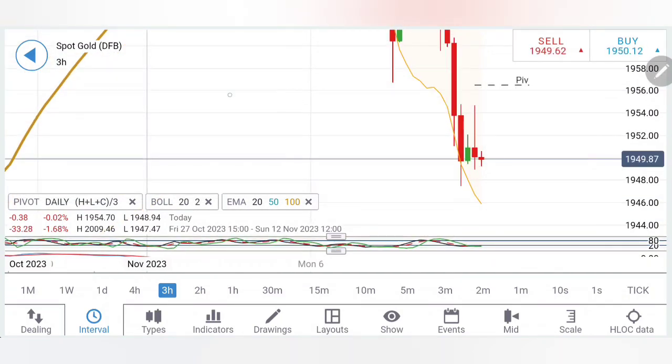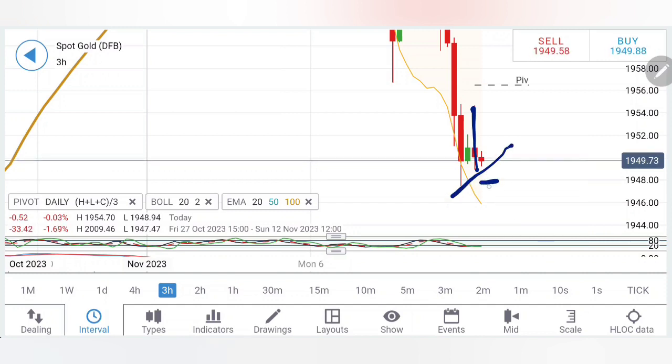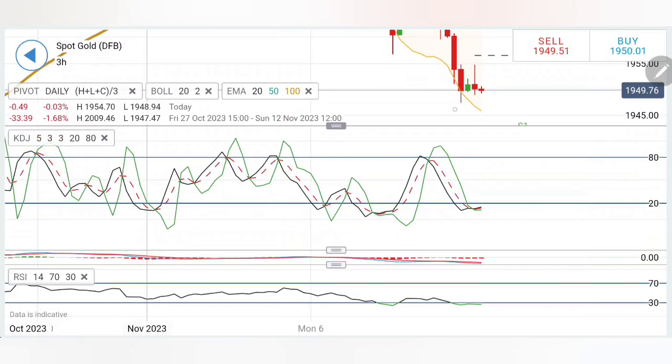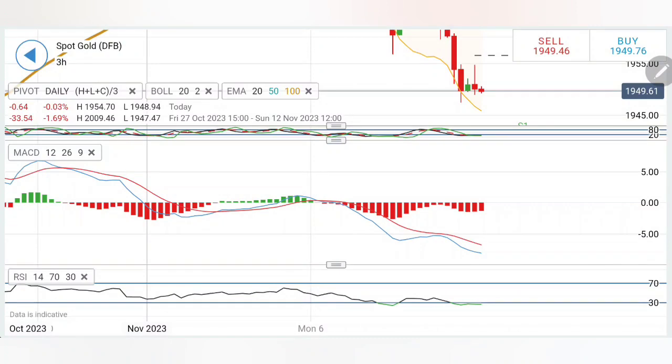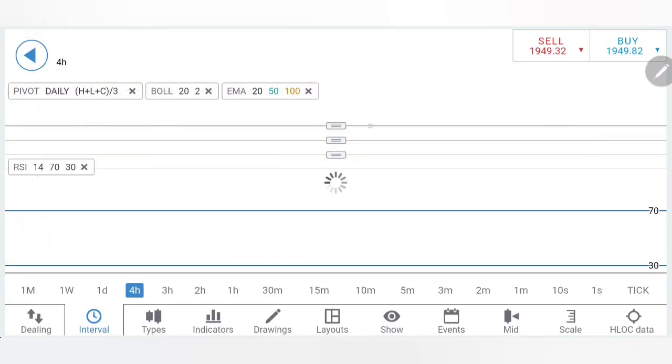Now, if you look at the 3-hour charts here, see, the previous candle was a swing candle. Right now, it is willing to break on the downside. I will wait for it to stay below 1948, below which certainly more bearish momentum may prevail. Stochastic oversold, MACD divergent and bearish, RSI oversold as well.